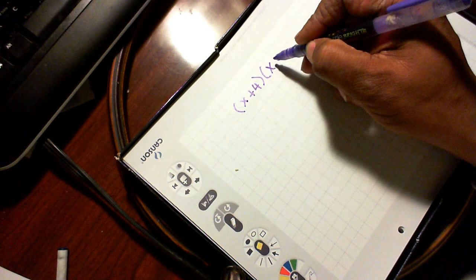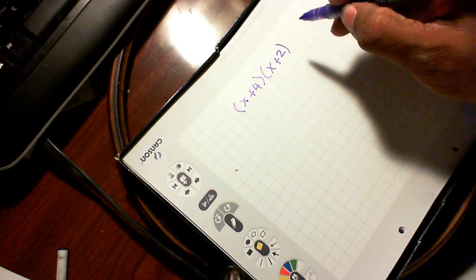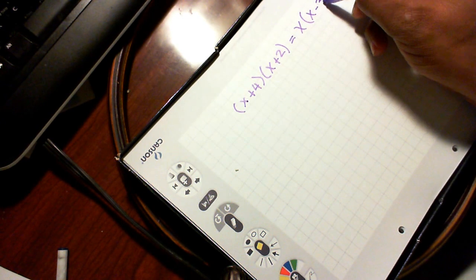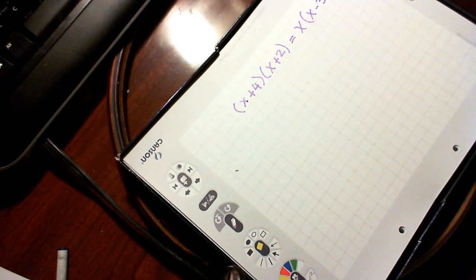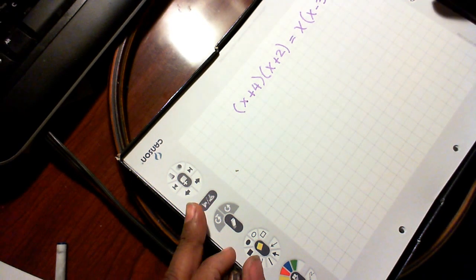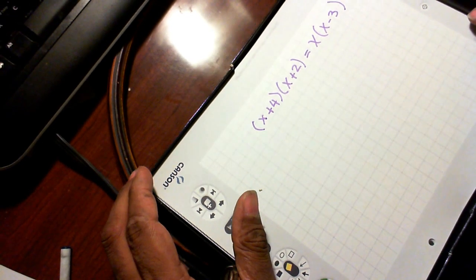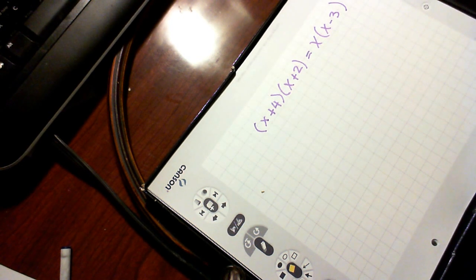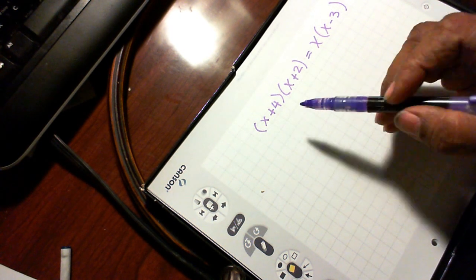(x plus 4)(x plus 2) is equal to x times (x minus 3). That's a hard one because it looks easy, but it's not that easy. It's hard because it is a little bit misleading. You can't do anything the way it is. You have to simplify before you can do anything.